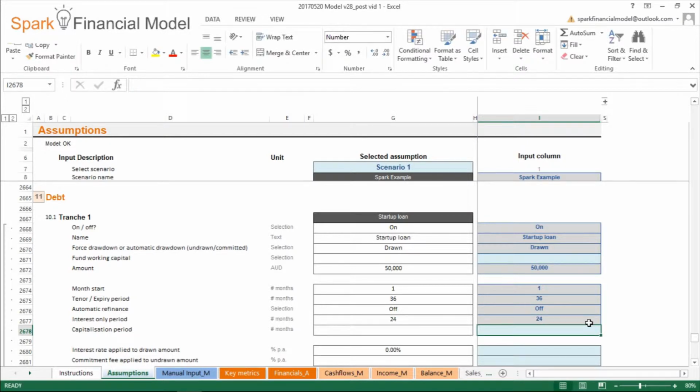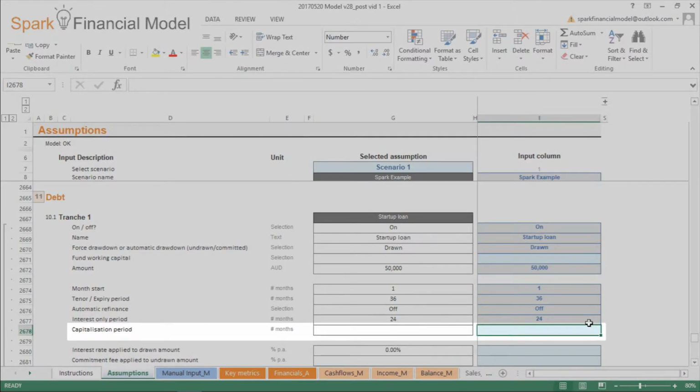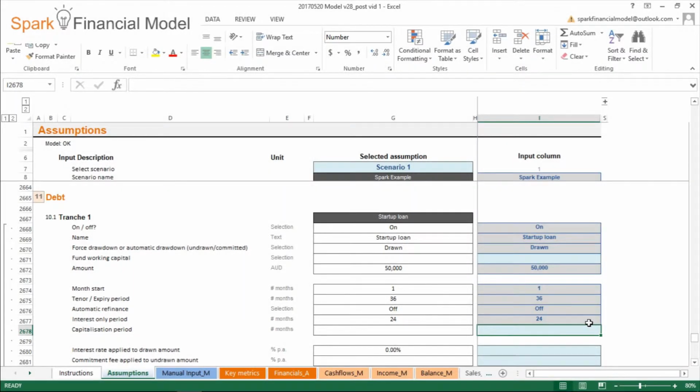The capitalization period refers to some loans where you do not need to pay interest for a certain period, and the interest is simply added to the loan total. This is a feature common in construction-type loans, where interest incurred during construction will be rolled into the loan because the business will not have any income during this period. This only applies to undrawn loans, so again, not relevant in this example.